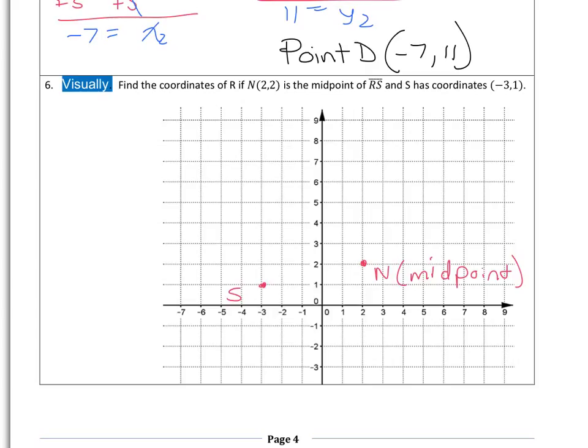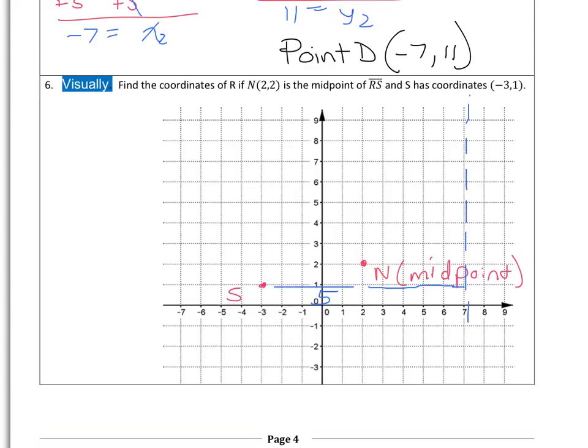Let's first look in the x dimension here and just count the boxes. We've got 1, 2, 3, 4, 5 boxes in between S and the midpoint. Let's just draw that. Well, if N is the middle, then we know that we've got to go 5 more in this direction. So we've got 1, 2, 3, 4, 5. And that would put our other endpoint somewhere here on x equals 7, somewhere on that line.